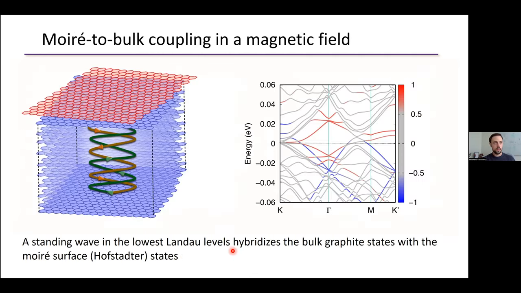So thinking about this in kind of a cartoonish way, this standing wave that forms in the bulk of the graphite will hybridize with the Moire surface states, which now become Hofstadter states at high magnetic field. And this hybridization basically takes this two-dimensional Moire, one that's localized to a two-dimensional interface, and imprints it on the entire bulk wave function of this entire three-dimensional graphitic thin film. So you're really profoundly mixing the blue and the red bands, owing to this standing wave effect in the lowest Landau level.